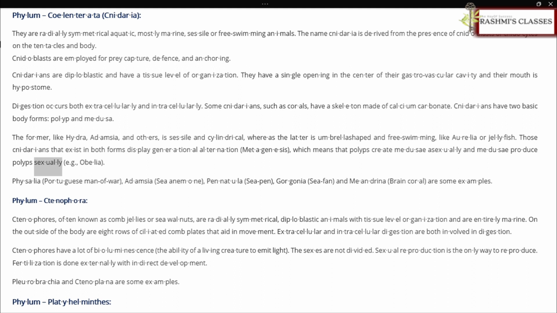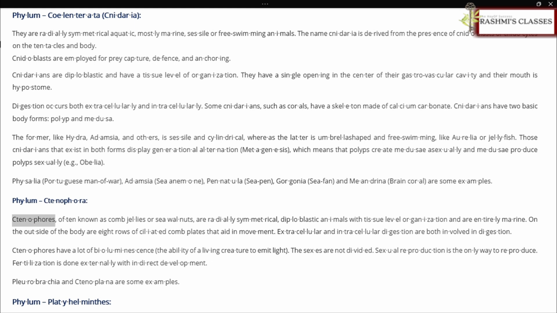Physalia, Portuguese man of war, Adamsia, sea anemone, Pennatula, sea pen, Gorgonia, sea fan, and Meandrina, brain coral, are some examples.